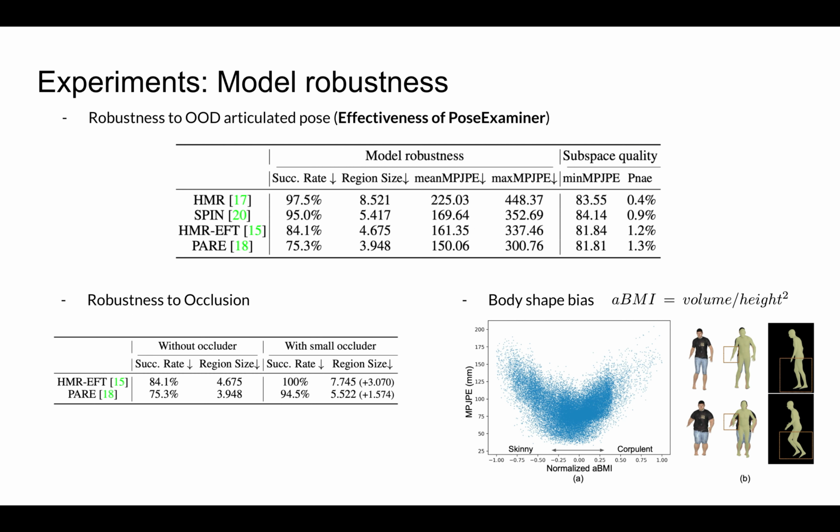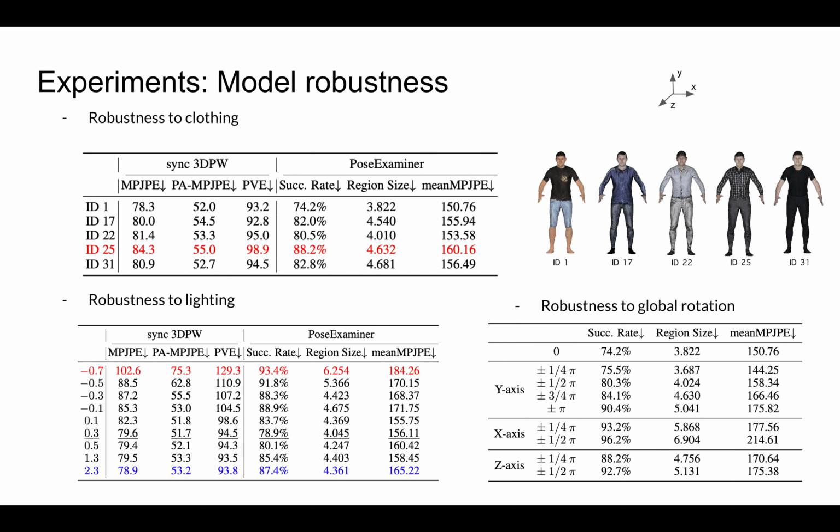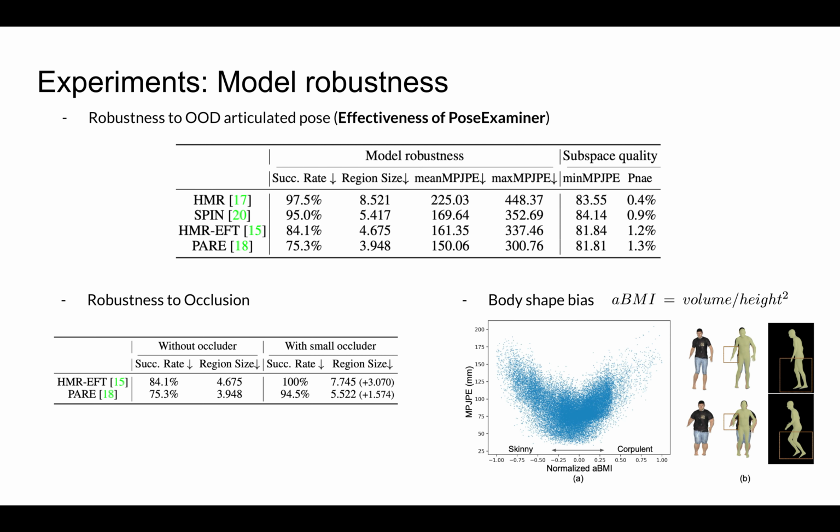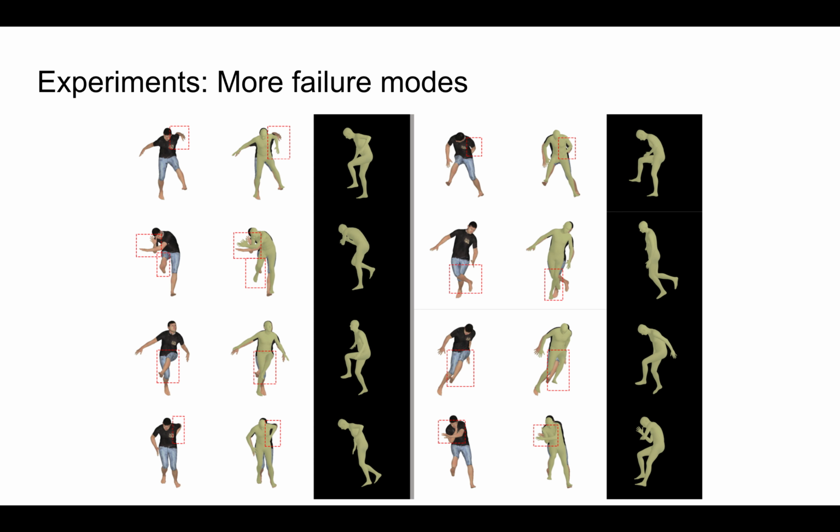After that, we use our examiner to study the robustness of current state-of-the-art methods regarding articulated poses, occlusion, human body shape, viewpoints, and so on. More detailed analyses are provided in the paper. We also provide metrics to evaluate the failure modes we discovered. For example, we can see that only 1.3% of the samples from the failure subspaces are non-adversary examples and can be estimated accurately by the target method. We provide several examples of the failure modes of articulated pose here.